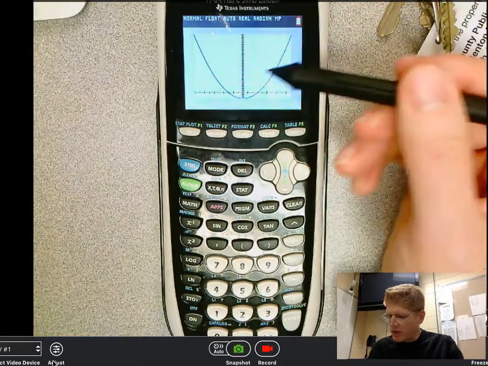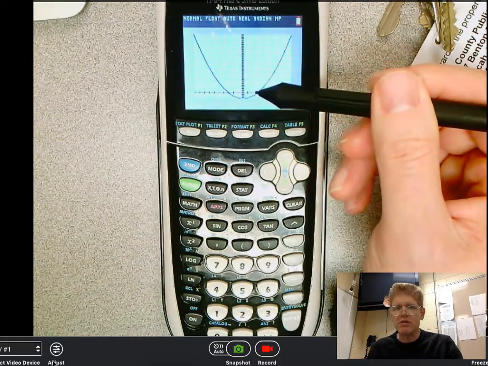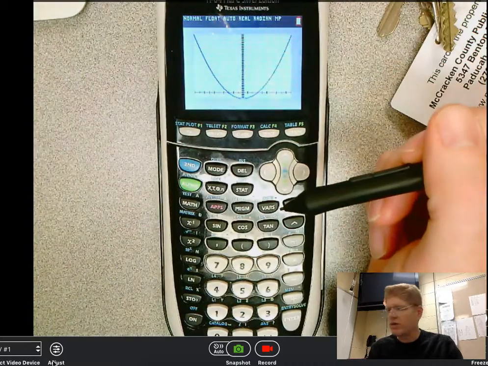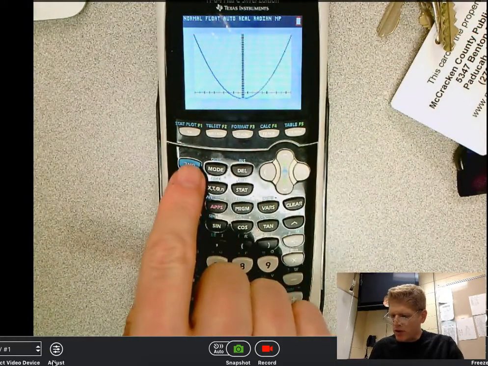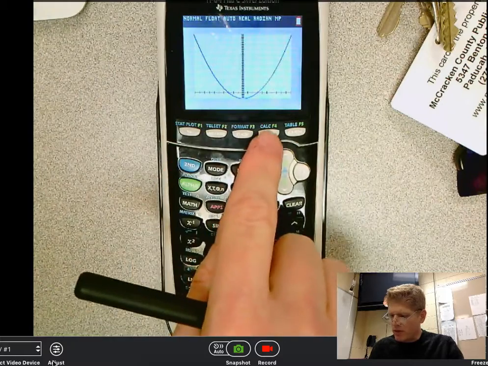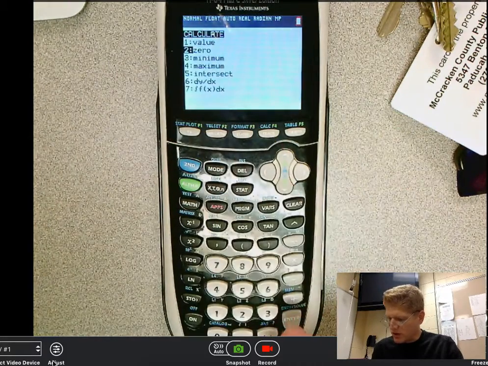Now if you look very quickly, we can see that we have 2 zeros, or 2 roots here. Here's our first zero, and here's our second zero. We're going to try to find both of them. So here we go. We're going to use the calc function. That's right above the trace button there, so we're going to press second and trace. We're going to choose 0.